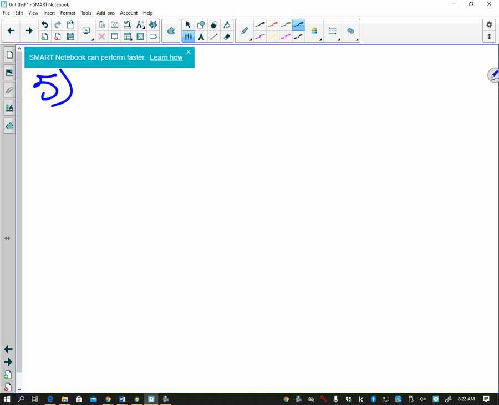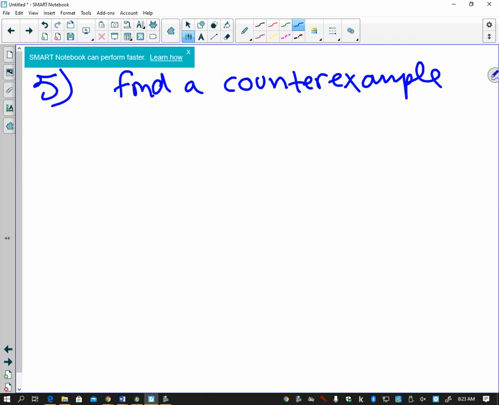All right, this one, they want a counterexample for. So we want to find, and this is something that we've struggled with, is understanding counterexamples.